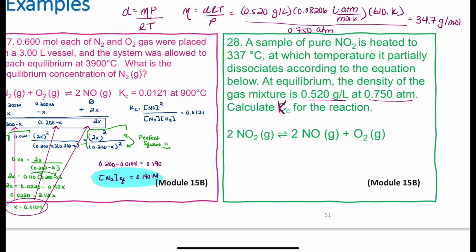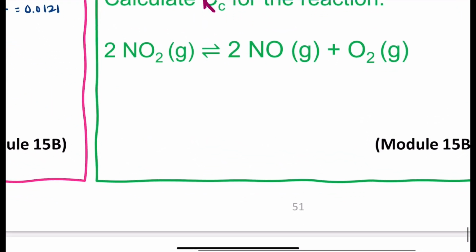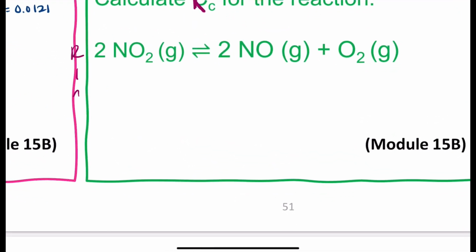What am I going to do with all this information? Remember, this is actually the molar mass of the mixture. So it's the molar mass of all these things added together. I don't actually know how much I have of each thing, so I'm going to use a placeholder. For the ICE chart, I have A atmospheres of NO2 at the start, since I'm using pressure and Kp. No NO and no O2.